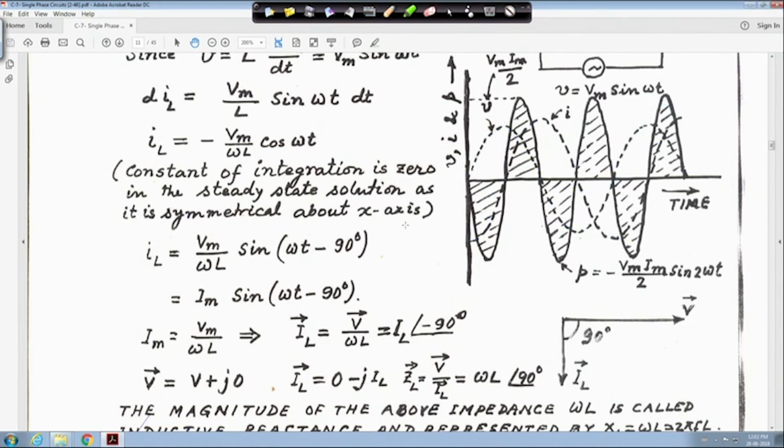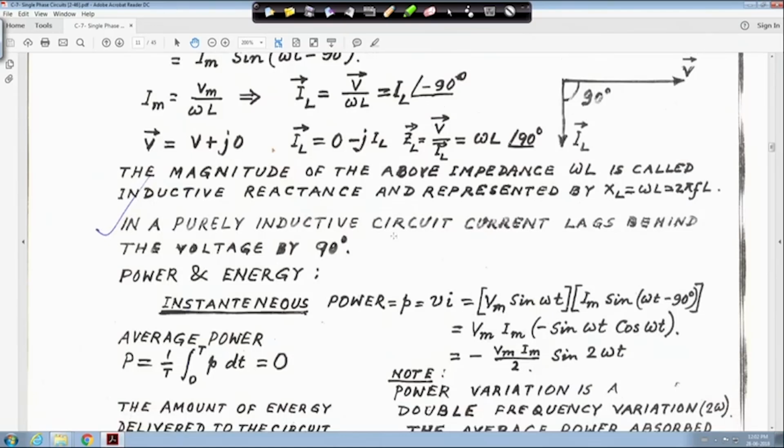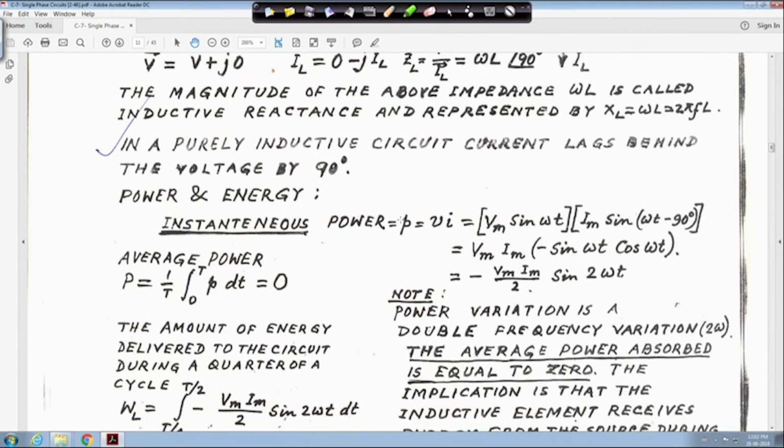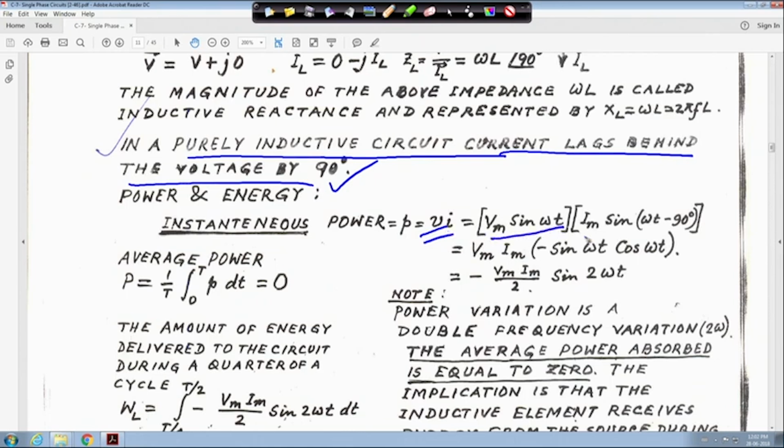Next is power. The power graph will come, but first come here. In a purely inductive circuit, as I told, current lags behind the voltage by 90 degrees. We got this from the phasor diagram. The instantaneous power P is equal to vi in an inductive circuit. V is equal to Vm sin omega t, and we got I is equal to Im sin omega t minus 90 degrees. That means Vm Im, and it will be minus sin omega t into cos omega t, because it is sin omega t minus 90 degrees; take minus sin out, it will be there.